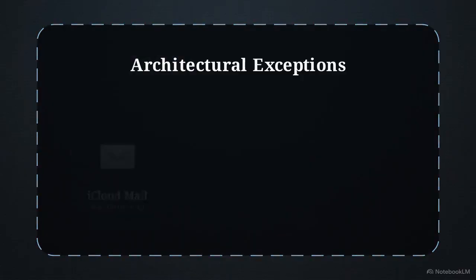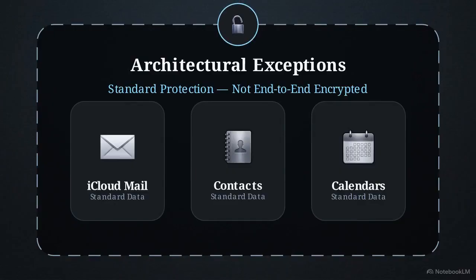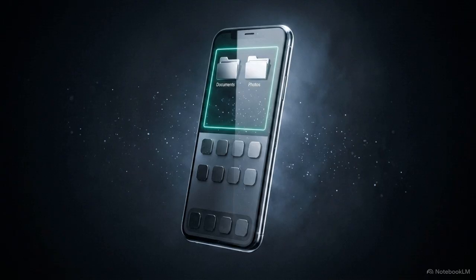Even with these settings active, iCloud Mail, contacts, and calendars are not end-to-end encrypted. These services must interoperate with global email and scheduling systems that do not support Apple's specific encryption model. This feature applies to specific stored data, rather than every internet service connected to the account.